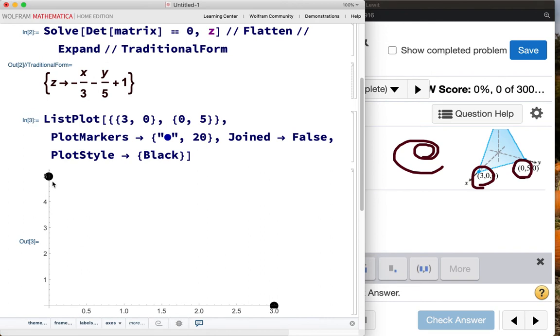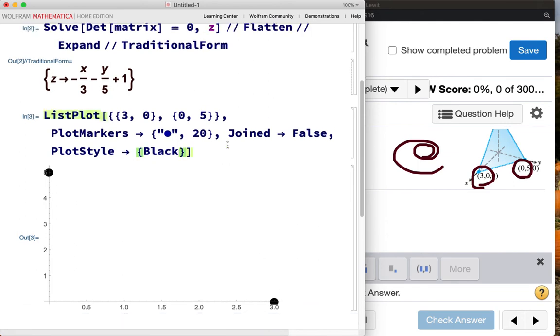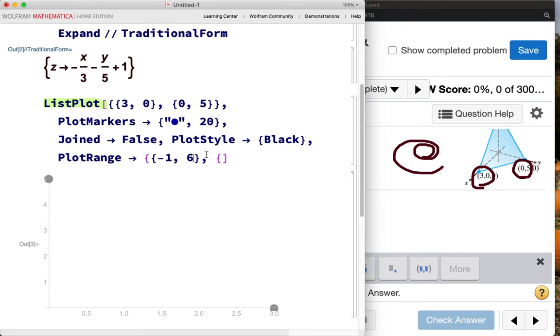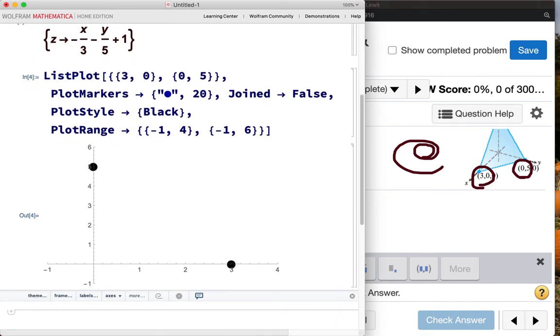Okay, so we can see this point, (0, 5). This point right over here is getting cut off a little bit, so let's extend the range. PlotRange in the x direction, we can go negative 1 to 4, and then in the y direction, we can go negative 1 to 6. Okay, and that looks a lot better.